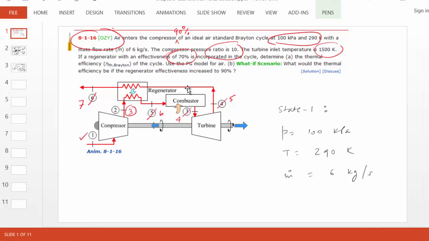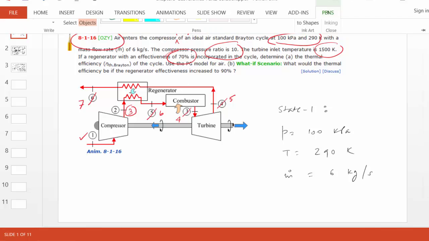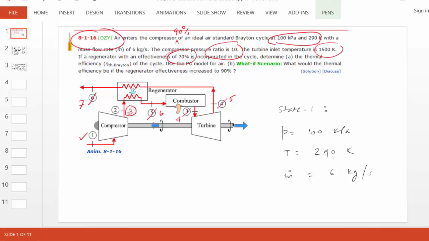Okay, so to find the next state, that is, state 6, we have to understand the regenerator efficiency. What does regenerator effectiveness mean? Well, look at what happens in a regenerator. The compressed air is heated from state 3 to state 6 by the hot exhaust from the turbine at state 5. So state 5 is the hottest temperature. How hot can the compressed air get? The answer is at most the temperature at 5. That's the hottest temperature. But in any real regeneration system, T6 will be slightly lower than T5.